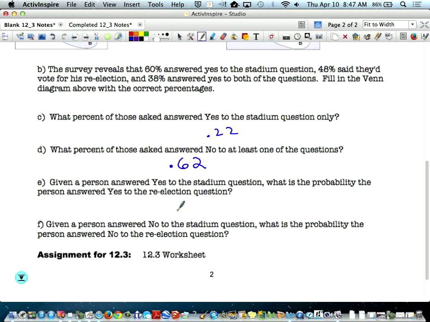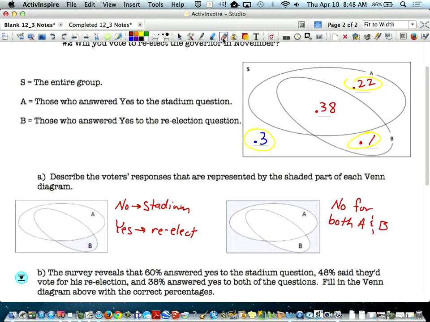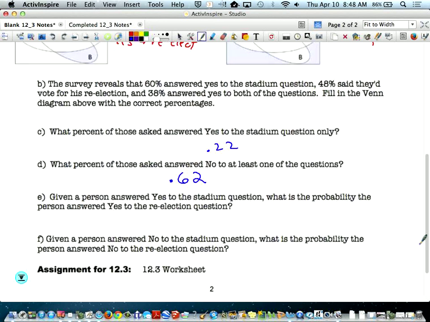So that's the overlap. Given a person answered yes to the stadium question, what is the probability that the person answered yes to the re-election question? Now, the weird thing is, you look in the diagram. In our diagram, who answered yes to the stadium question? That's this group. So what percentage answered yes to the stadium question? 60% did, right? Or 0.6.